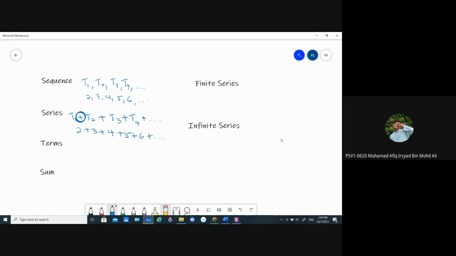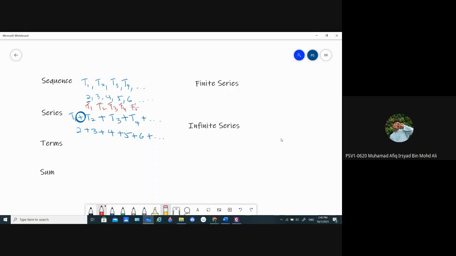Terms: each number in the sequence is known as a term. So we have term 1, term 2, term 3, term 4, term 5, and so on. That is terms. Sum is when you add together all the terms, you have the sum.